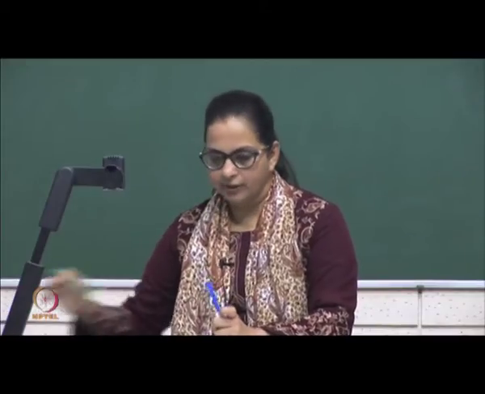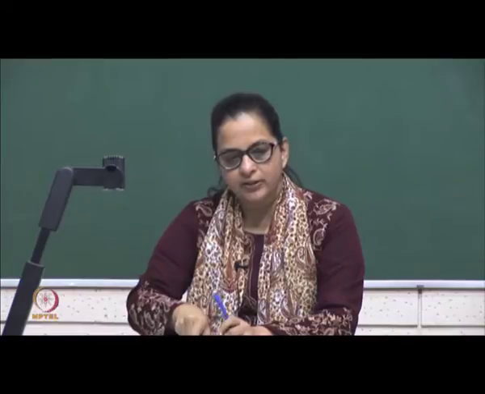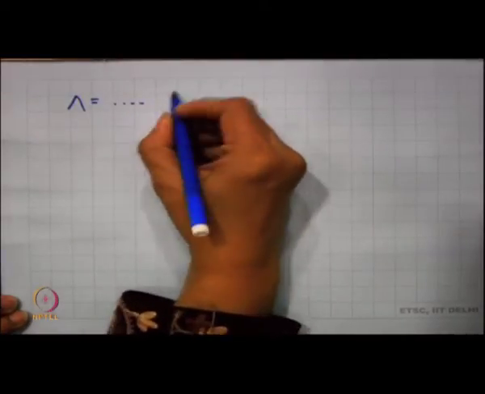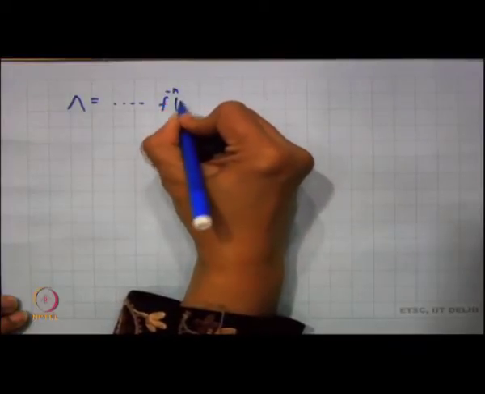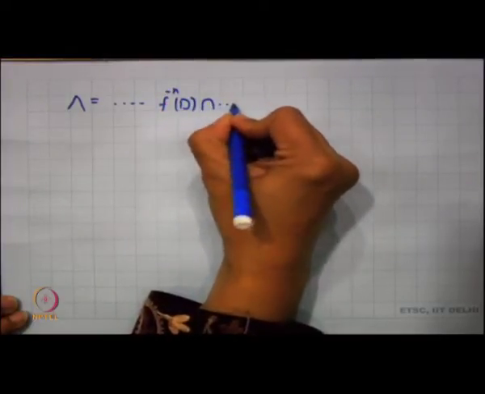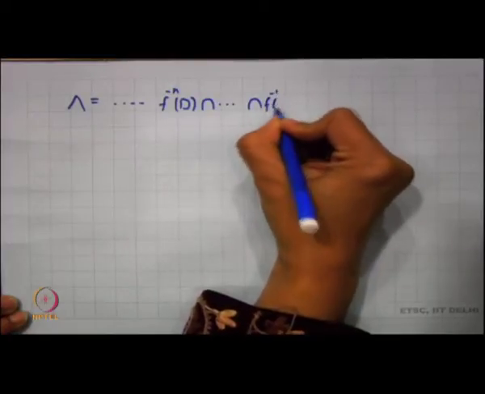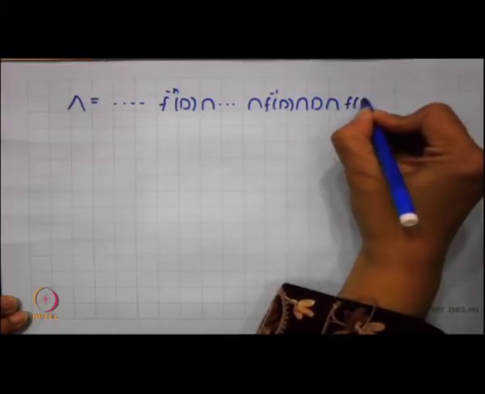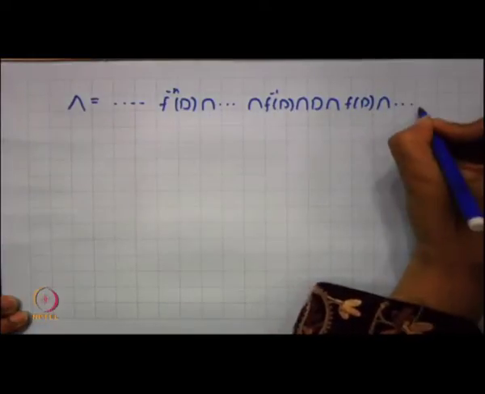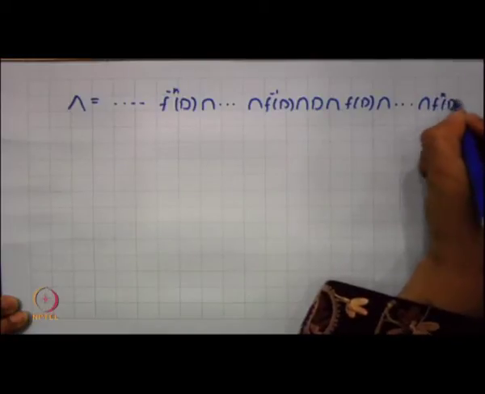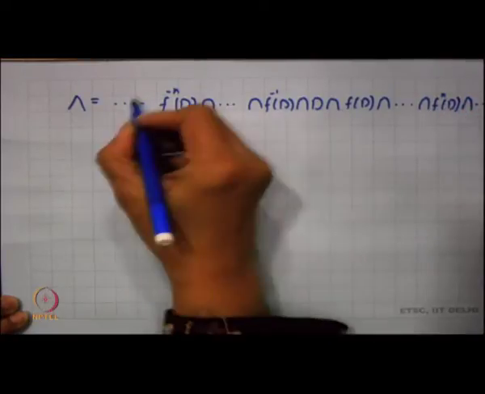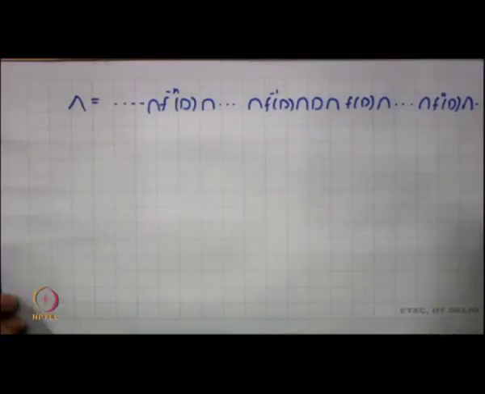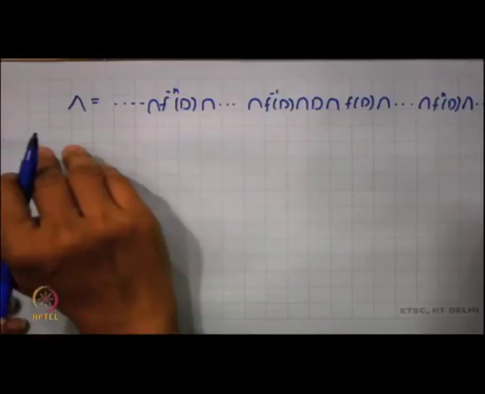We again define our lambda. So, let me define this lambda. This lambda I can say is the intersection over n of f to the minus n of D: f inverse D, intersection D, intersection f of D, intersection f squared of D, intersection and so on. So, you will find that we are looking into this particular intersection. Now, this is our invariant set.